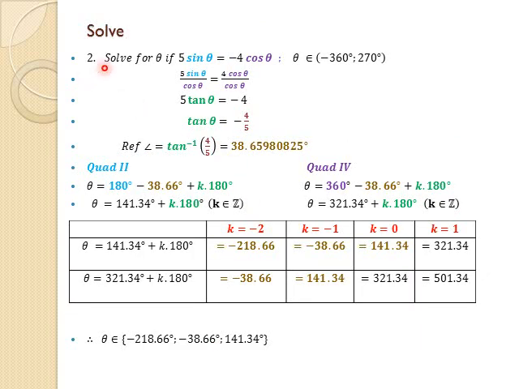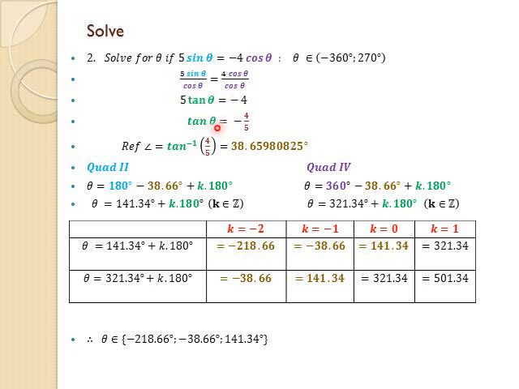For problem number 2, again they say solve for theta. They've given me 5 sine theta equals negative 4 cos theta, with the interval of minus 360 degrees to 270. Because I have sine and cos, I'm going to divide by cos on both sides. So cos divided by cos, which stays negative 4, and sine divided by cos, which then becomes 5 tan theta.